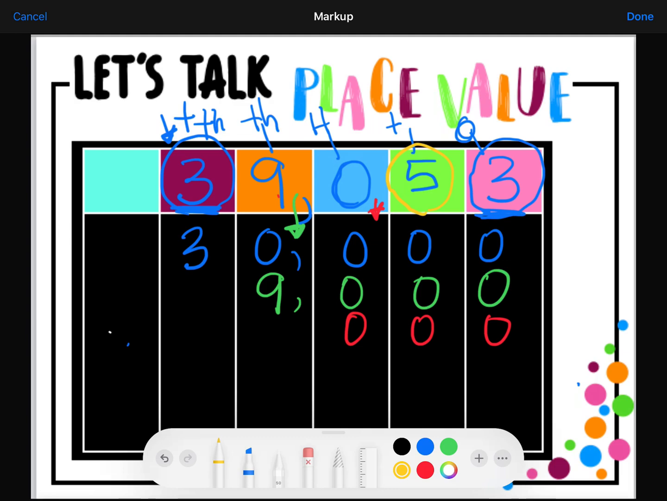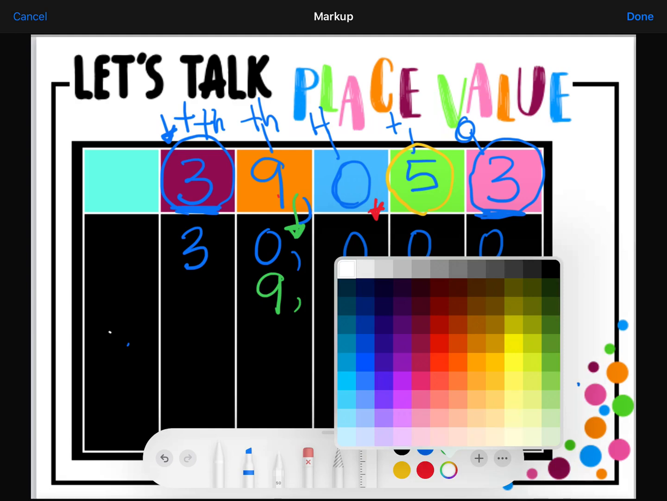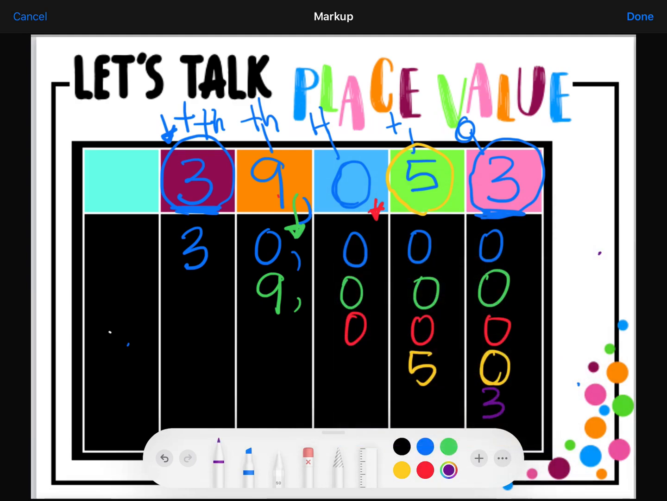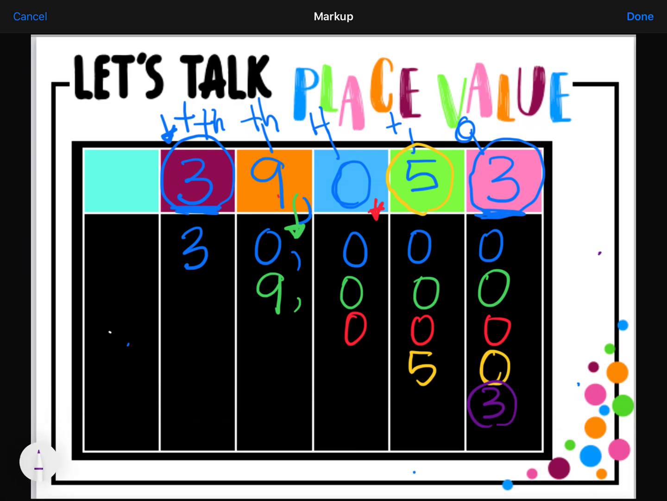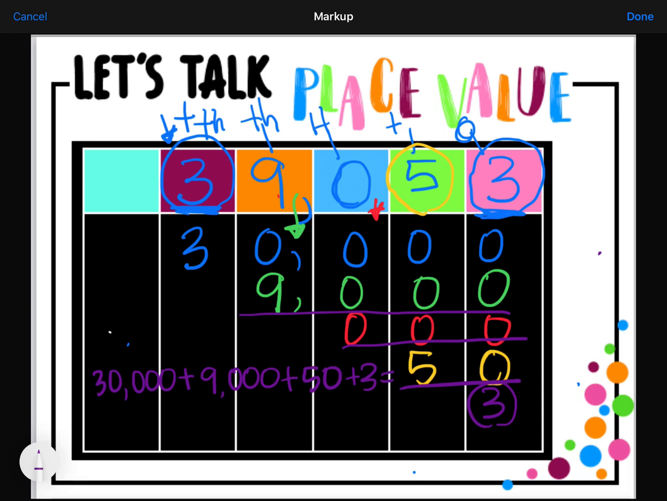Then I have this 5 in the 10s. I'll bring it all down. So 5 in the 10s is 50. And then my last one is my 3. Bring down my 3 and it's worth 3. So when I put it all together, I have 30,000 plus 9,000 plus, I don't have to put the 0, but you can if you want. But I'm just going to move on to the next one. Plus 50 plus 3 equals 39,053. Okay, so that is expanded form.